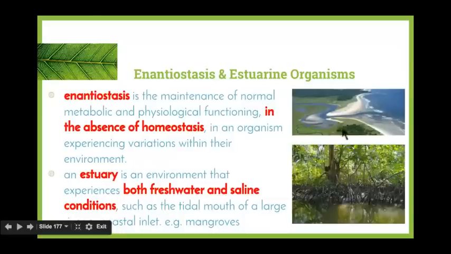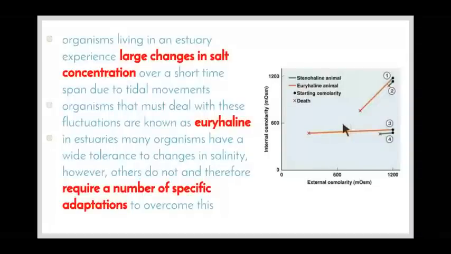So this area would be experiencing quite extreme fluctuations in salt concentrations in their water. So organisms living in an estuary experience large changes in salt concentration over short periods of time due to the movements of the tides. So as the tide comes in, it brings salt water, so the salt concentration goes up. As the tide goes out, obviously it takes the salt water with it, and our salt water levels decrease again.